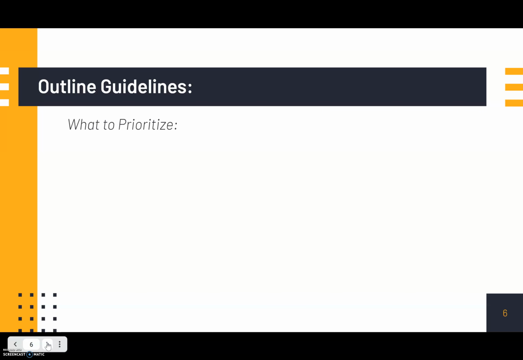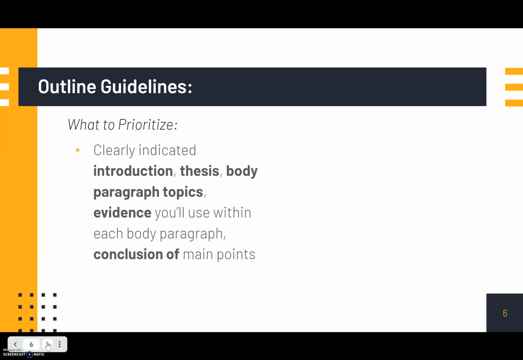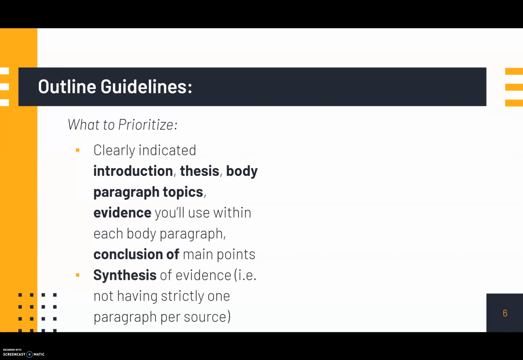While you're outlining, it can be difficult to know what to prioritize, and it's easy to end up spending all your time and energy in one spot that's not maybe as helpful as something else. So I recommend as you're writing an outline that you prioritize having clearly indicated introduction, thesis, body paragraph topics, evidence you'll use within each body paragraph, and your conclusion.